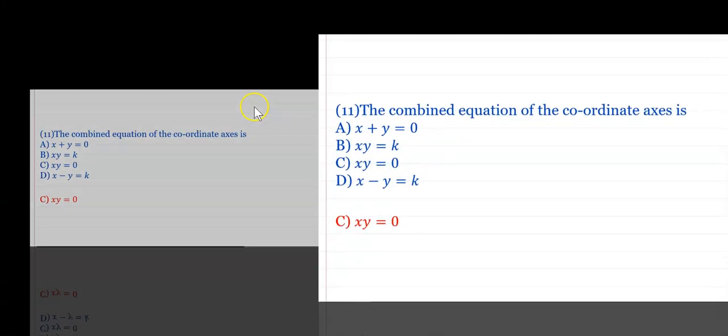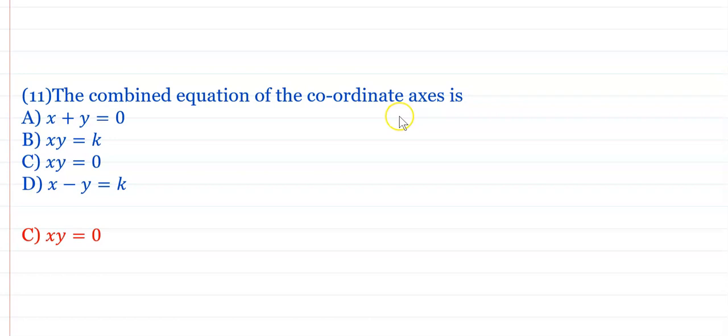The combined equation of the coordinate axis. The equation of the x-axis is y equals 0. The equation of the y-axis is x equals 0. And their combined equation means the product of x and y, that is, xy equals 0. And hence option C is the correct one.